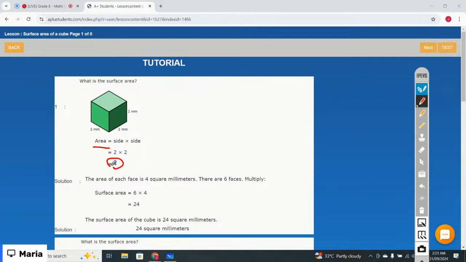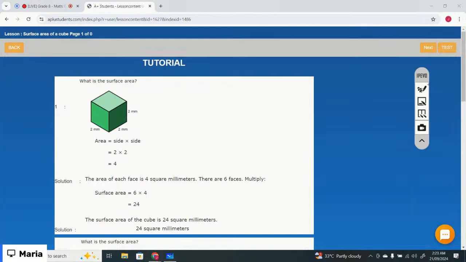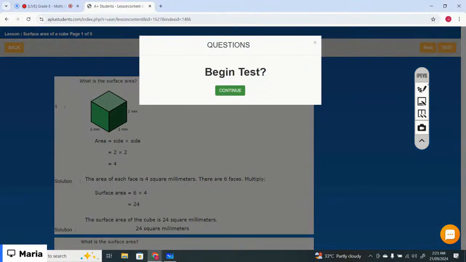So that is 4. Now the cube has 6 faces. So you need to multiply them by 6 because you need to calculate the surface area. So you have to do 6 times 4. So the correct option is 24 square millimeters. Okay, let's just start with the test questions.